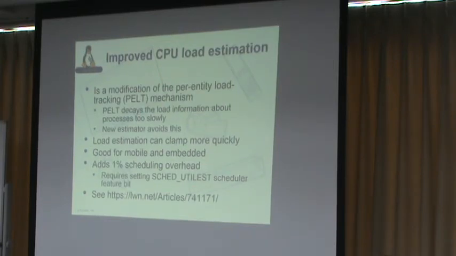And this is some more details about the load estimation. The mechanism that allowed it to work better is that the old system, PELT, was retaining too much history and using that in the calculation moving forward. One of the improvements was to lose that history more quickly and start pulling in new information about the way that the system is currently loaded and working. So that should be good for mobile and embedded. It should be good for us. But there is a cost to it. There's a little bit of extra scheduling overhead, about 1% more overhead. And depending on your workload, it'll be plus or minus.